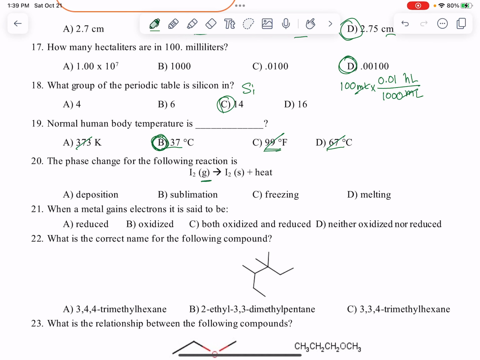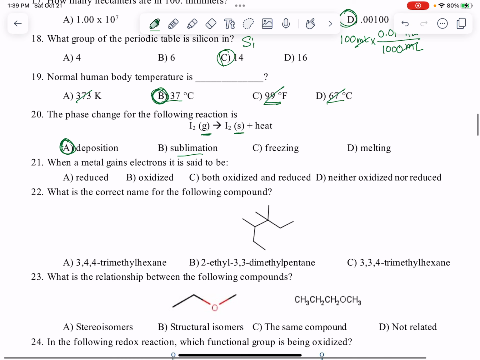Phase change for the following reaction. We are going from gas to solid. That is deposition. The opposite would be sublimation, going from solid to gas. That one caught me a couple times when I was working through this.